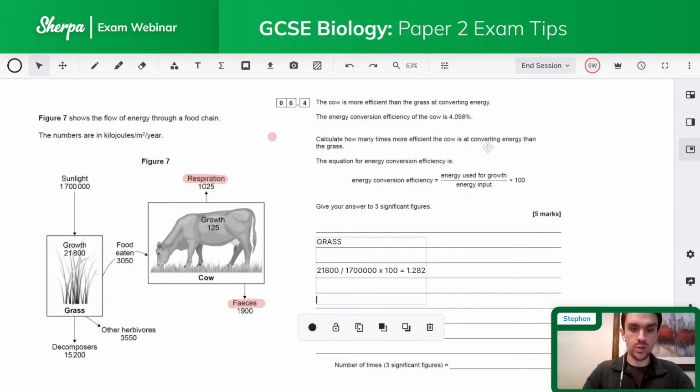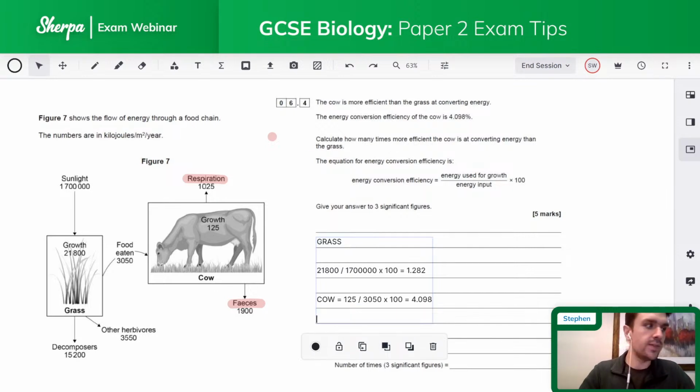Now, just to check that, we can do it for the cow just to make sure. For the cow, the amount of energy used in growth is 125. The energy input is 3,050, and we can times that by 100, and you will get an answer of 4.098. So you can actually use what they've given you to work out whether you've done it correctly yourself. Now, unfortunately, that's not the end of the question. We're asked to calculate how many times more efficient the cow is at converting energy than the grass. So don't just leave the question here. Go back and make sure you've answered exactly what it's asking of you.